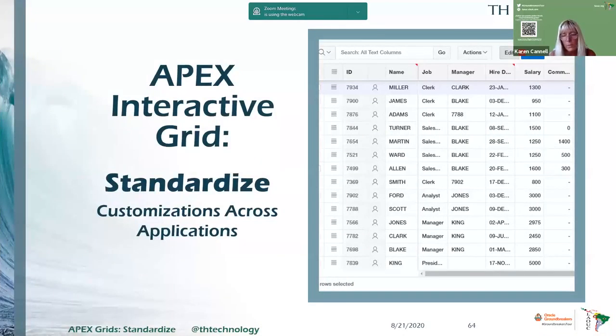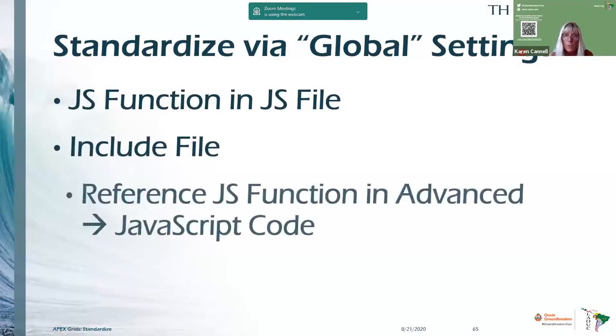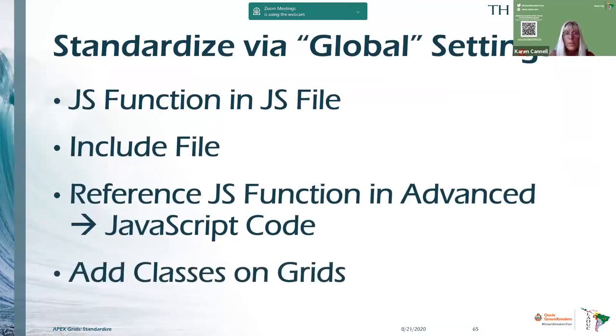What I'm going to do is talk about the standardized thing with the config file. This is a review. You just watch me do this. We're going to create the global JavaScript configuration function for my grids in one JavaScript file. You're going to include the file in your application. You're going to reference the JavaScript function in the grid attributes advanced JavaScript code area, and then you're just going to add classes on your grids.